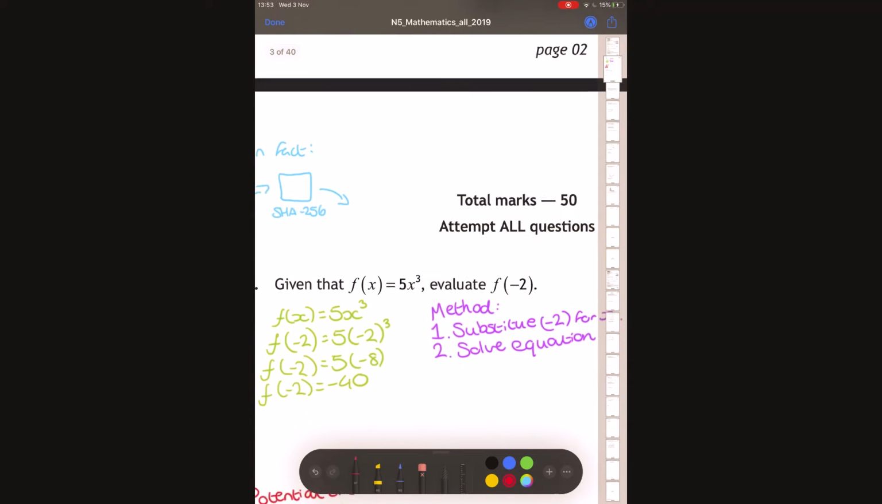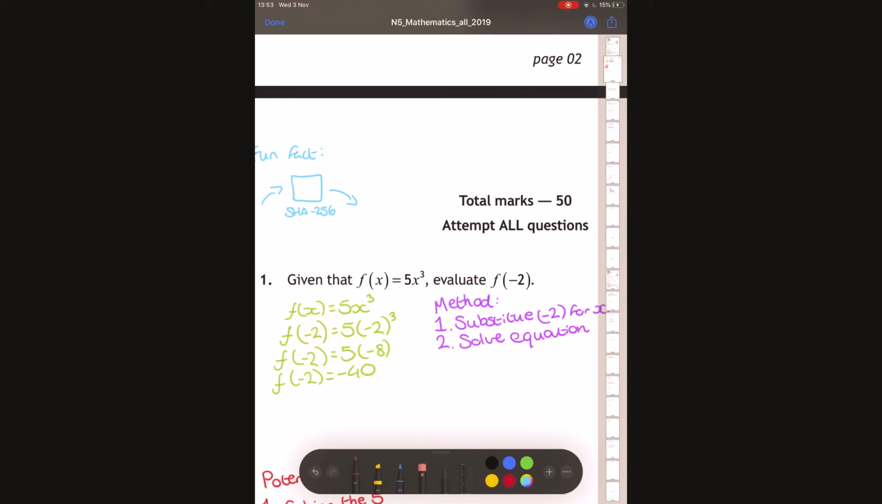So we're on question 1. Given that f of x is equal to 5x cubed, evaluate f of negative 2. So this is a functions question, and what is a function? Well, a function is just, you can think of it like a recipe, or just a transformer, so to speak.